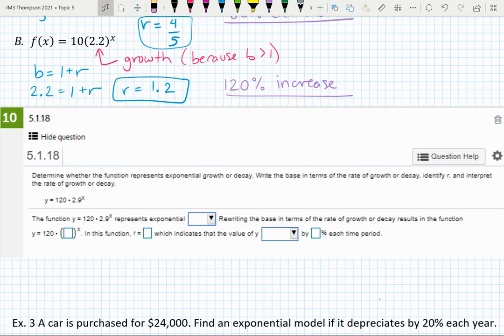Rewriting the base in terms of the growth or decay results in the function, right? So what goes here? 2.9. In this function, find r, just like we did here. So we would write 2.9, and then if it's an exponential growth, I would subtract 1, which indicates the value of y increases or decreases by some percentage each time. So if it was this problem, it increases by 120% each time. So it's the same. Just wanted to show you the structure. That's what it'll look like online.